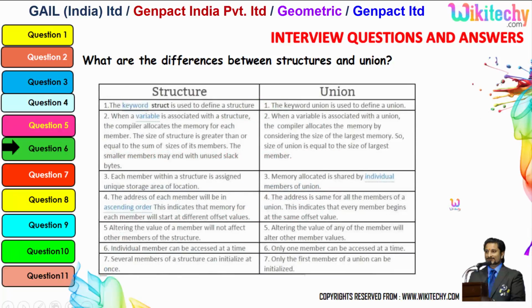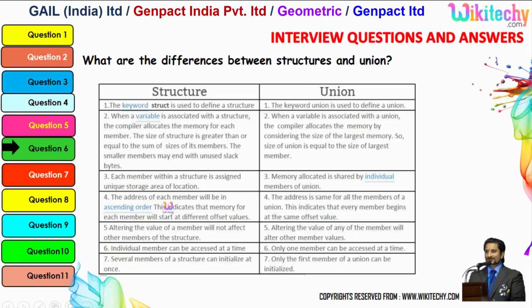So here are the quick definitions between structure and union. The keyword struct is used for structures, the keyword union is used for unions. The size of a structure is greater than or equal to the sum of the sizes of its members. Over here, the size of the largest member is considered, so the size of a union is equal to the size of the largest member. Each member within a structure is assigned a unique storage location. The memory allocated is shared by the individual members of a union.